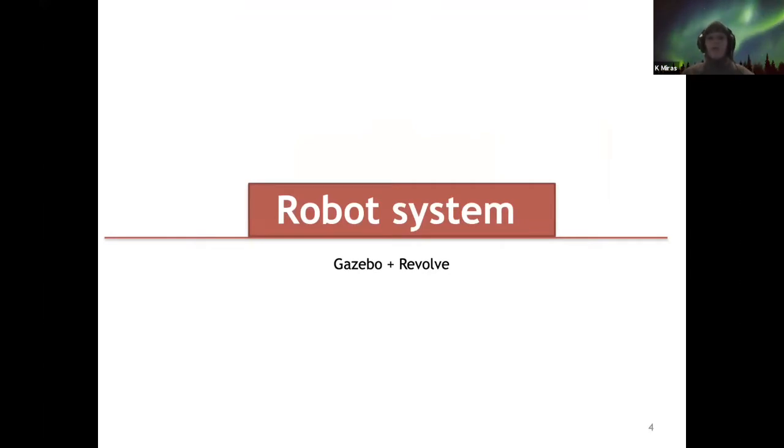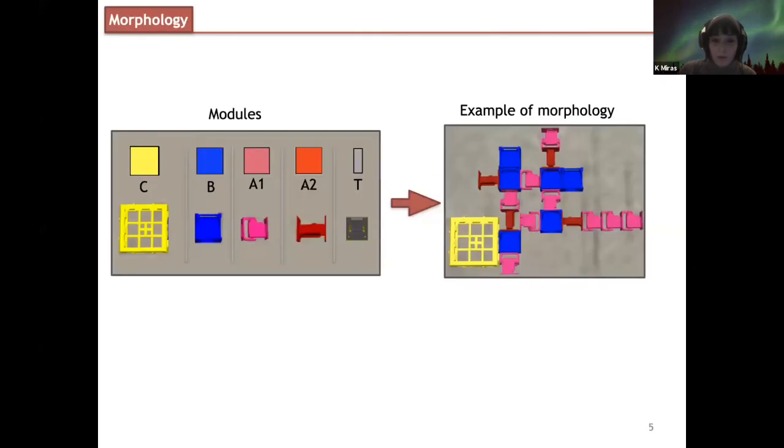About the robot system, we work with the Gazebo simulator, and we have a framework called Revolve that provides an extra layer for us. We work with modular robots. We have 5 types of modules. The main one, this yellow, is like the head, and happens only once in a robot body. Then we have the blocks, the blue ones, that are body extensions. Then we have the joints, the red ones. They are the actuators, the motors of the robots. And then we have the touch sensors, this gray one.